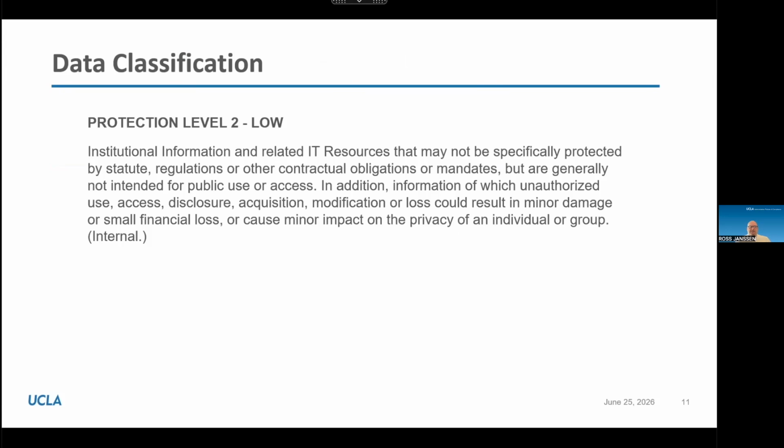The next level is low risk, and it involves information related to IT and related IT resources that may not be specifically protected by statute, regulations, or other contractual obligations or mandates. But it's generally intended for public use or access. In addition, information of which unauthorized use, access, disclosure, acquisition, modification, or loss could result in minor damage or small financial fines. It could cause minor impact to the privacy of an individual or a group.